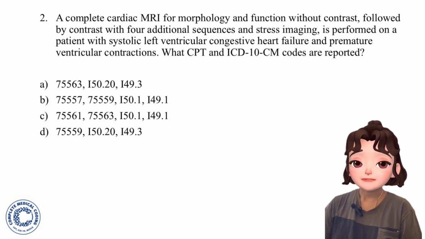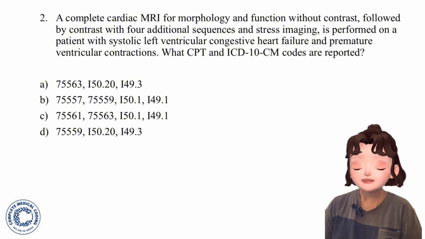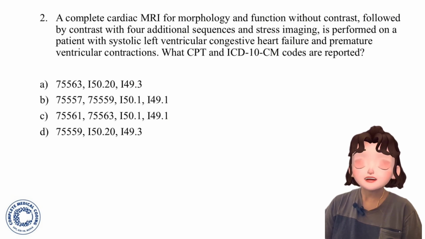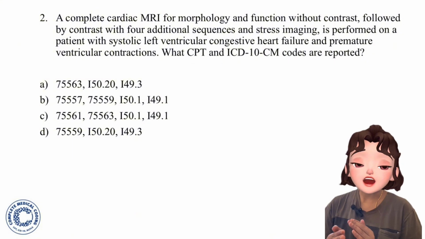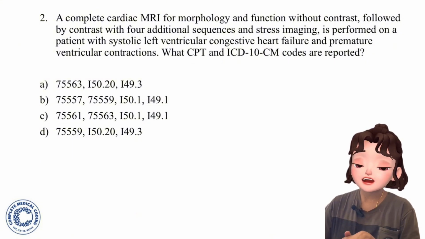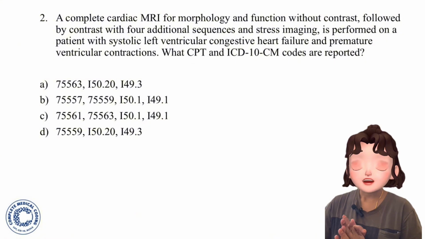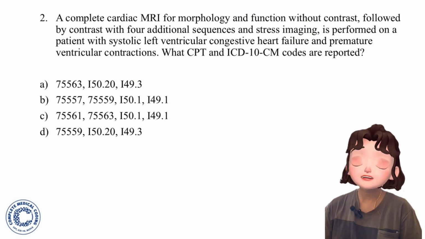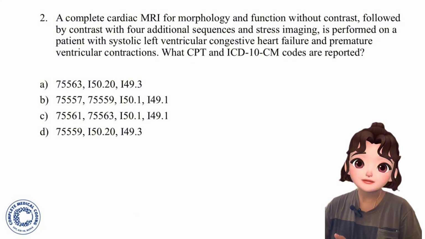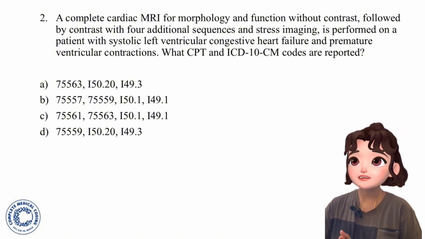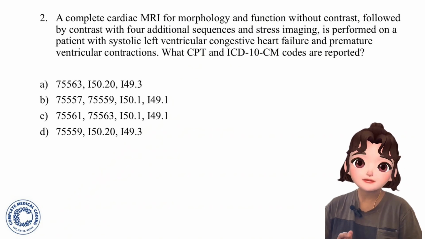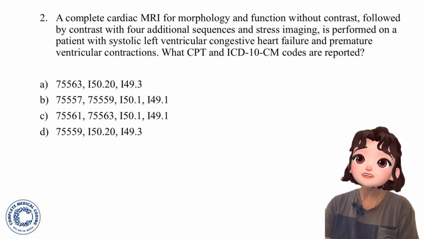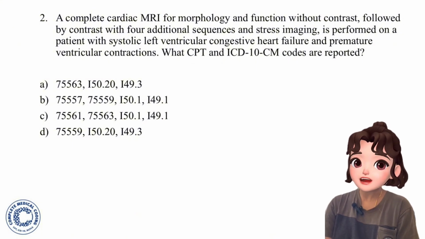What about B and D? 75557 and 75559. 75557 is cardiac magnetic resonance imaging for morphology and function without contrast material, and 75559 is with stress imaging. There is a similarity between these codes, 75563, 75561, 75557, 75559. But in 75557 and 75559, there is MRI for morphology without contrast material, and followed by contrast material is not mentioned. In our question it is morphology MRI without contrast followed by contrast material and stress imaging, which is mentioned in only one code, 75563. So obviously your answer is option A, 75563.